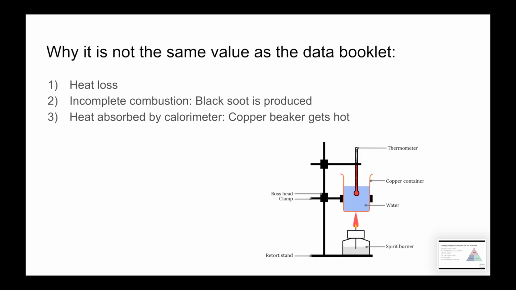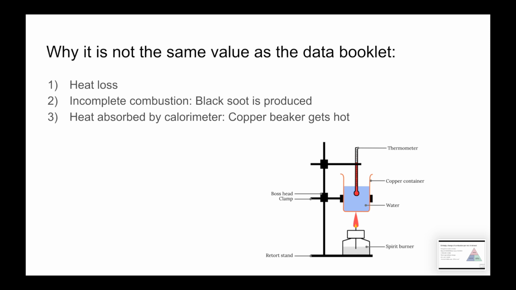The third question in the final part asks us why it is not the same value as the data booklet. So an explanation for that would be heat loss to surroundings. If the person conducting the experiment does not insulate the apparatus and use a lid, their value will be different than the one in the data booklet, because the one in the data booklet does not account for such matters.